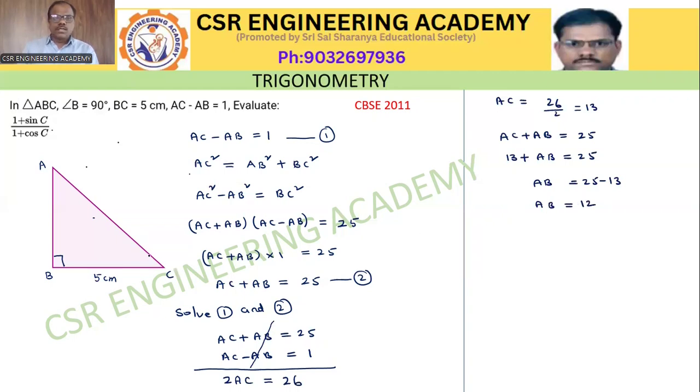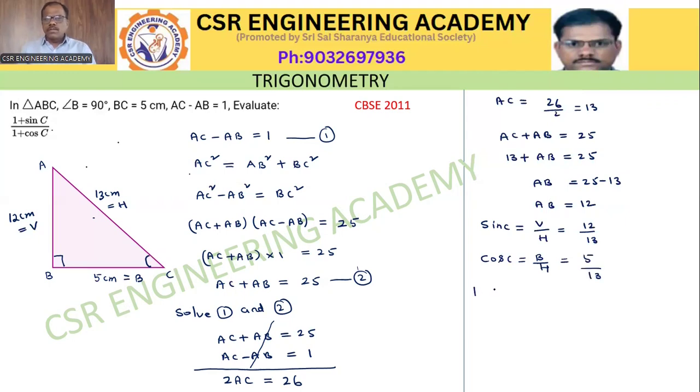Here, consider angle C. AB is equal to 12 centimeters, which is the vertical side. BC is equal to 5 centimeters, which is the base. Sin C is equal to vertical side by hypotenuse is equal to 12 divided by 13. Cos C is equal to base by hypotenuse is equal to 5 divided by 13.